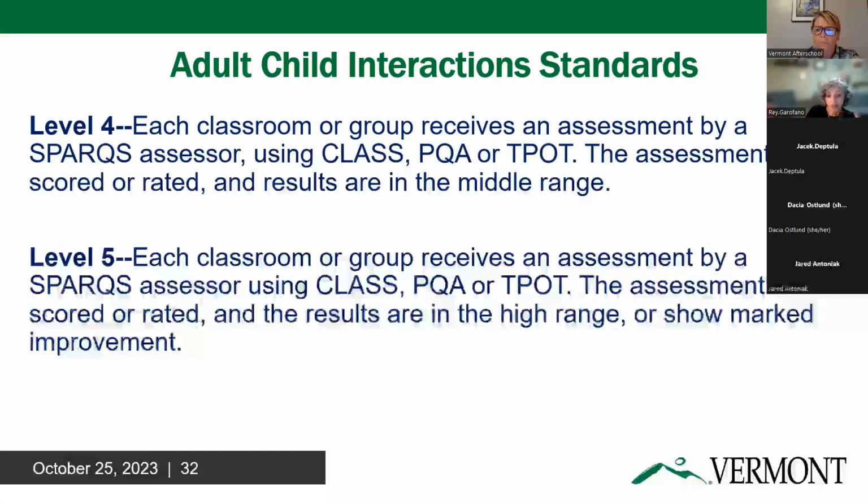And STAR level 5, we want to make sure, again, that each classroom has had an assessment, but obviously a higher score doesn't apply to Vermont Afterschool. So I think what we're looking for is improved implementation, right? In the PQA framework, the assessors will determine whether or not you have done enough to meet the 5-star level requirements for the PQA, because there's no specific score to be higher in that tool.